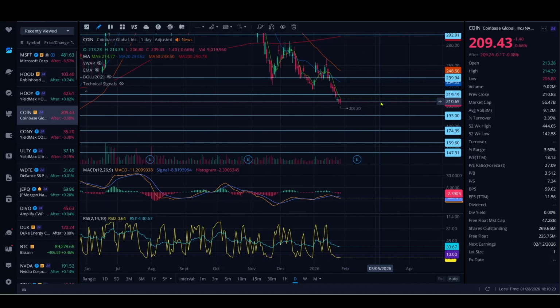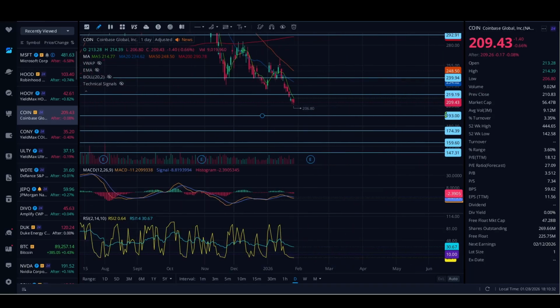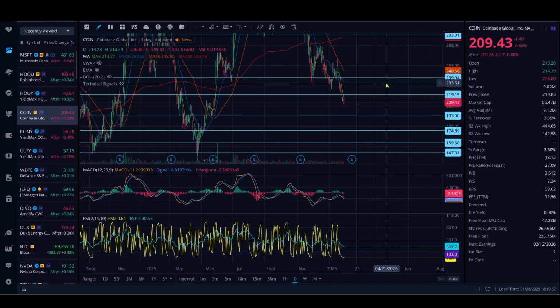Now, not too excited or happy about that, right? But what is the next possible support line that we could be looking at? It could be roughly about 193. I mean, ouch, right? But it could be.